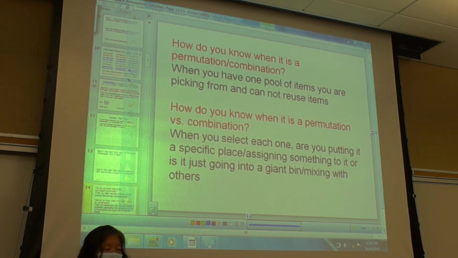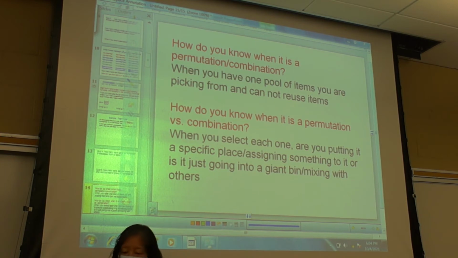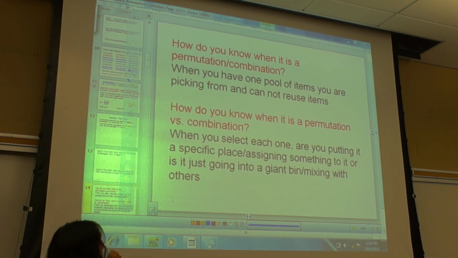You guys okay? Okay. So this is different than the shirts, shoes, pants thing, because there I have shirts, I'm just picking a shirt and then I'm not picking again from that group. Picking pants and then I'm ignoring the rest of that bin. This is, I have the same bin, I keep going back to the same bin and picking from the same bin over and over again. This is like if I picked 4 shirts from a giant bin of shirts, I pick from the same bin over and over again. That's a permutation or combination. You have one pool and you keep repicking from that same pool and you cannot reuse items.